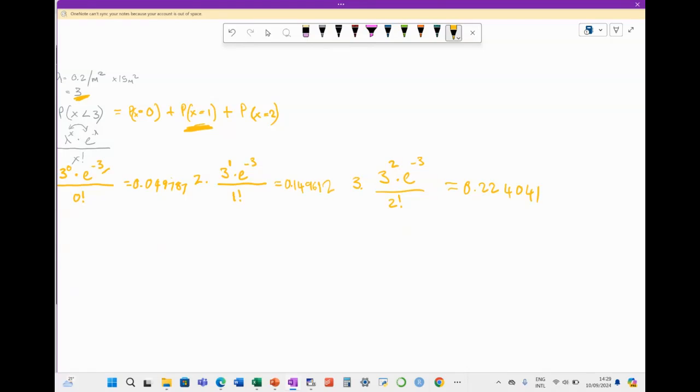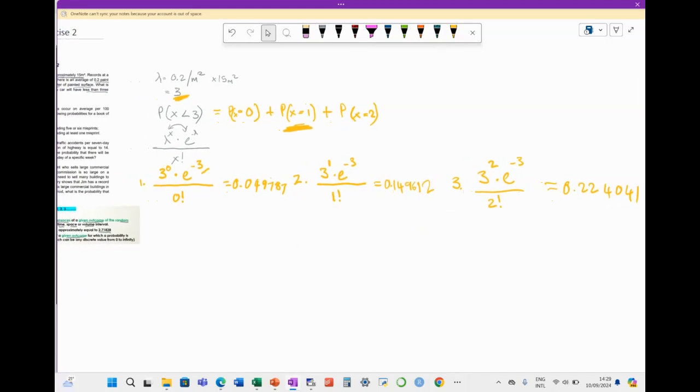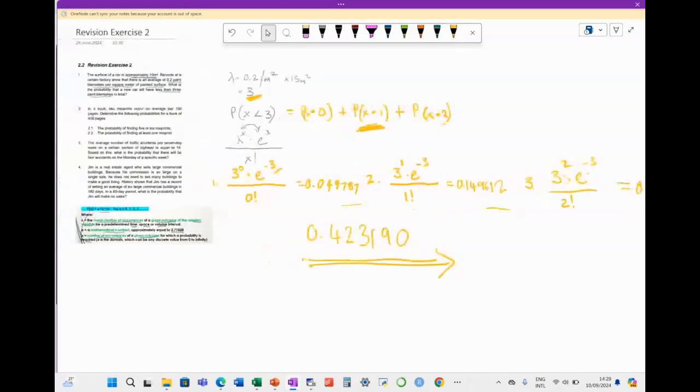So when you add all of those, what do you get? I'll tell you what you should get. You should get 0.423190. This is your final answer after adding. I think you've calculated the right stuff here.